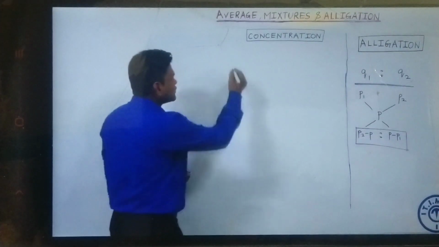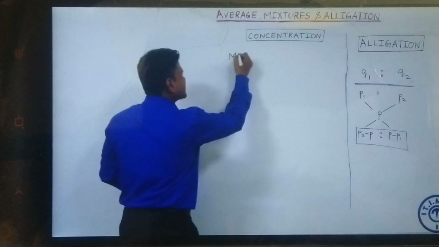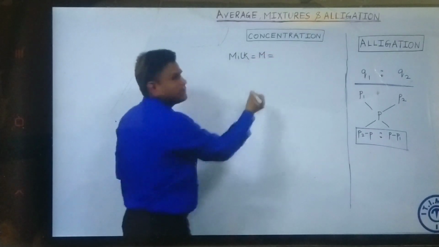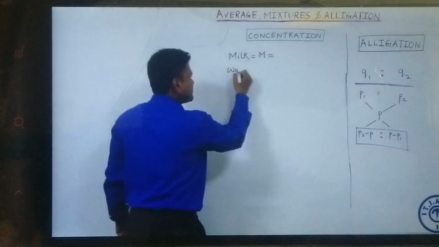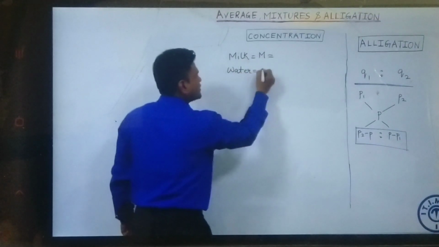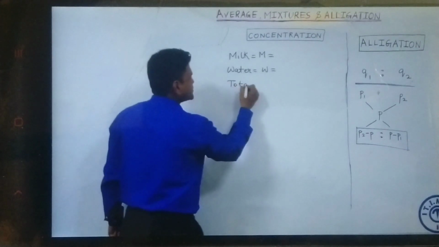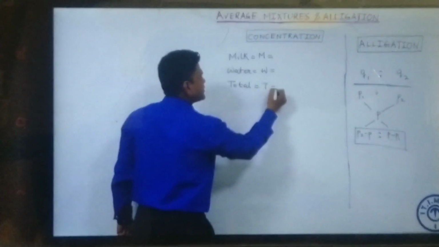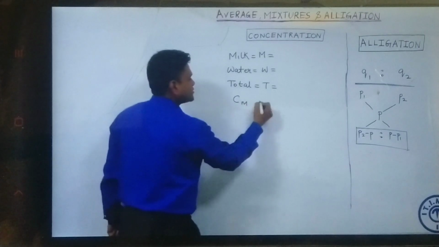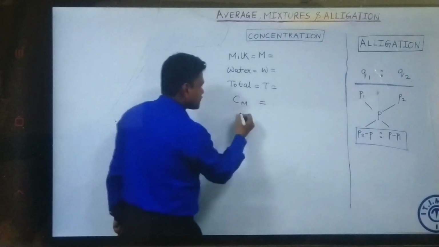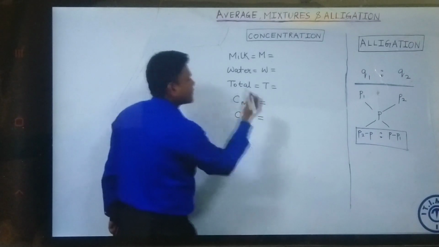concentration. Generally, you will come across parameters like the quantity of milk, let's represent this by the variable M, the quantity of water, in a milk-water scenario, represented by the variable W, the total quantity, which is milk plus water, let's say T, the concentration of milk, Cm, and this is generally represented in terms of percentage, concentration of milk or concentration of water.